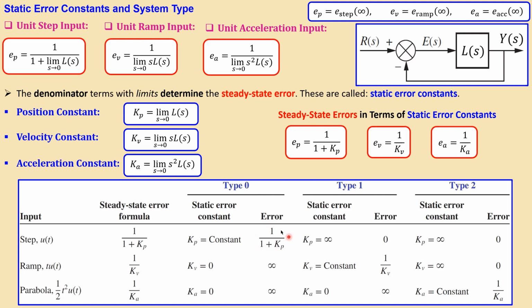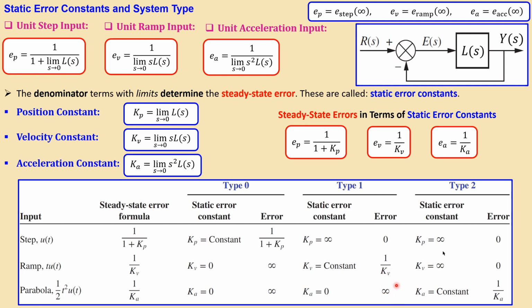That will of course give some error, but your Kv and Ka will both be 0, and if that is 0, looking at the formulas, you will have infinite error in the ramp and also parabola. That means for these two you will have infinite error. If your system is type 1, there will be one pure integrator. That means your position static error constant will be infinite. That means your error will be 0, looking at this. But your Kv will be a constant, so there will be some non-zero value, which can also be negative, but it is not infinite. But your acceleration constant is 0, so the error for acceleration will be infinite.